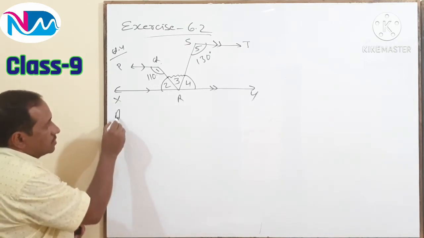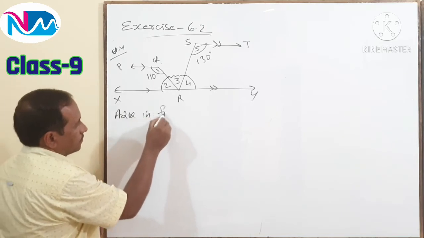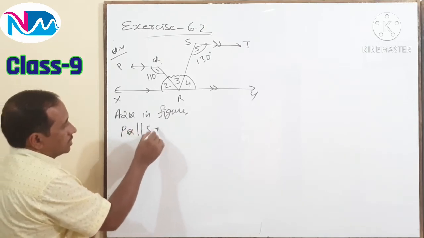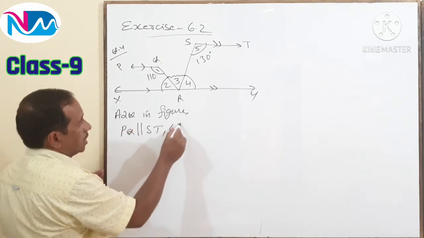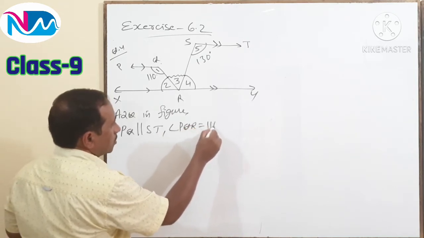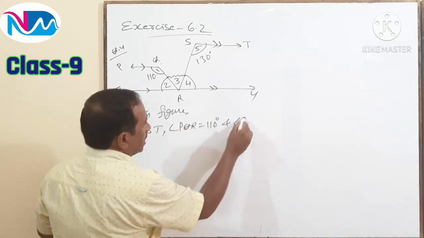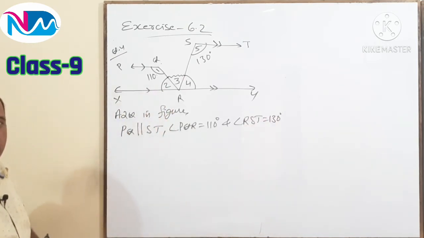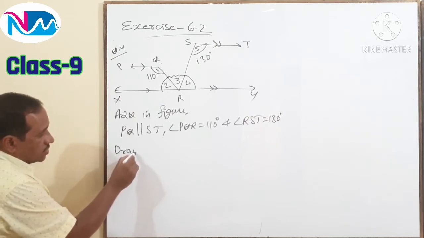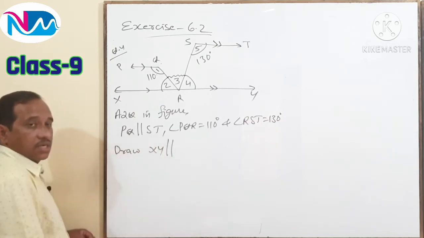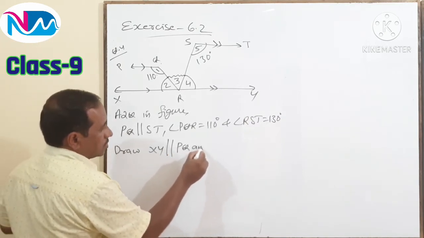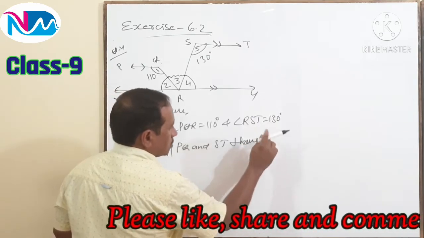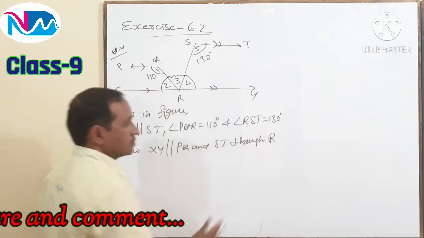So according to the question, in the figure, PQ is parallel to ST, angle PQR is equal to 110 and angle RST is equal to 130. Construction: draw XY parallel to PQ and ST through point R.